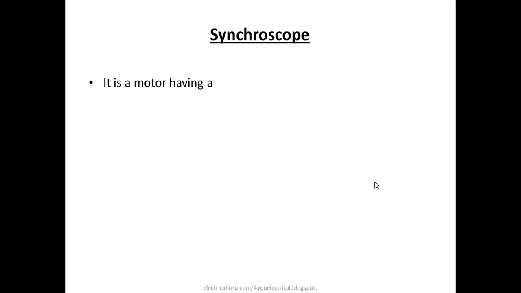So here, one of the methods is the Synchroscope, which I am telling about in this topic. We have different methods, the three dark lamp method and the two bright lamp method in three-phase alternators. The Synchroscope is also one of the most accurate methods for synchronization of the alternator. So let us see.